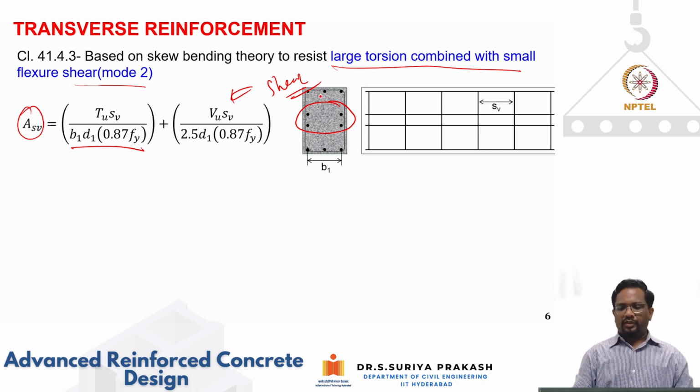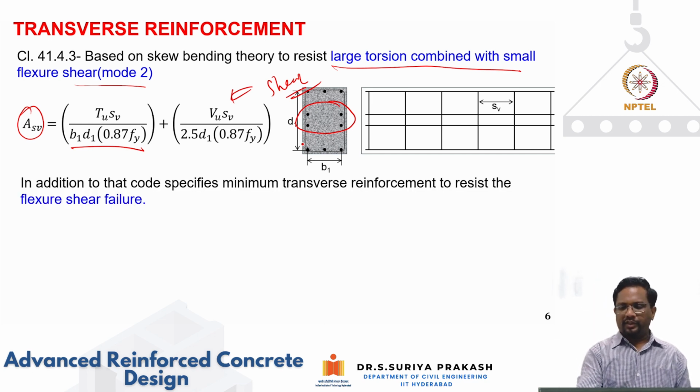Right. So these are the dimensions. So how to get this? What are this b1 and d1 in these equations? b1 is the center to center distance of the longitudinal bars in the x direction, and d1 is the center to center distance in the y direction along the depth. And Sv is basically the spacing between the transverse reinforcement. So then you can plug into this.